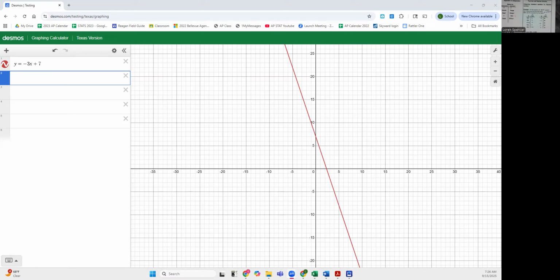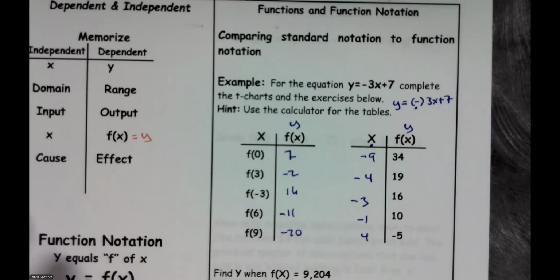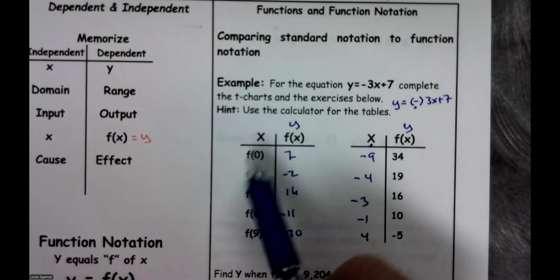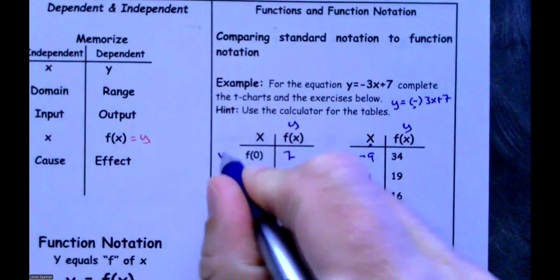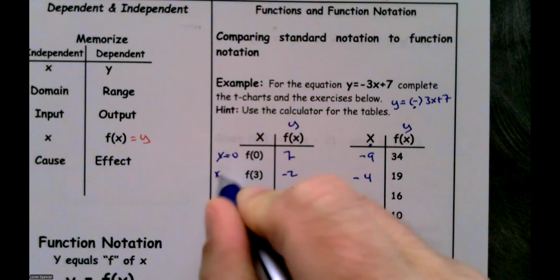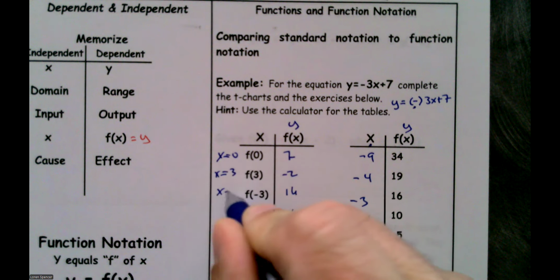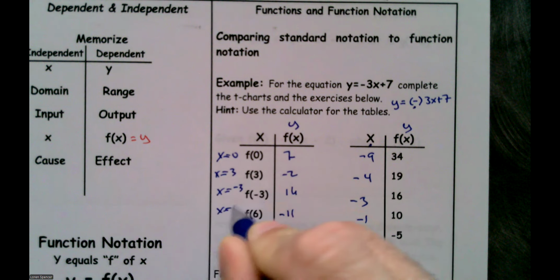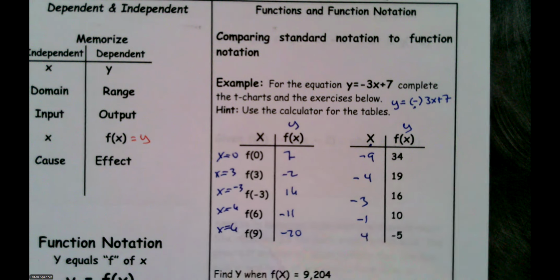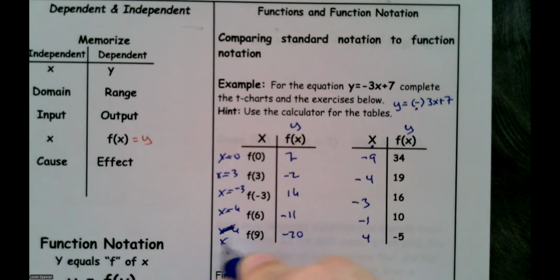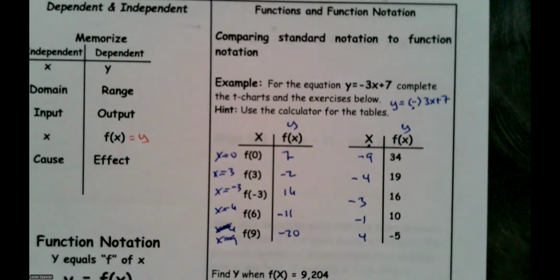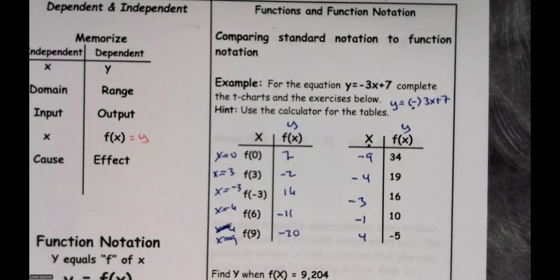And I guess I need to go back and point something out. So let me try to stop sharing. All right, stopping the share. This is f of 0 means x equals 0. This means x equals 3, x equals negative 3, x equals 6, and x equals 9. And then the lights just went out. There we go. And x equals 9.